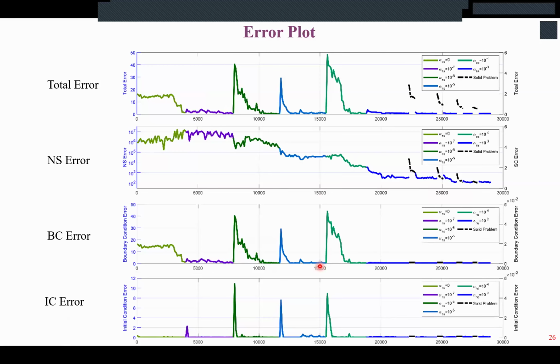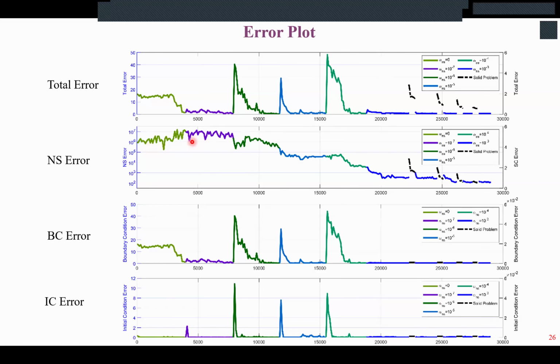Okay, so this is a very informative error plot for one case. In the first stage, as we discussed just now, alpha ns is equal to 0. We are only trying to optimize the networks to satisfy the initial and boundary conditions. So you can see the boundary condition errors are decreasing, while the initial condition errors are also decreasing. The Navier-Stokes errors are not optimized at all because the weighting is 0 currently.